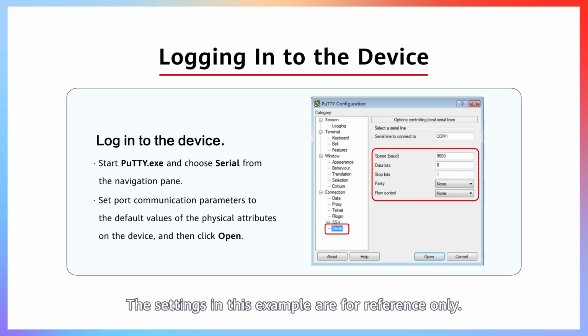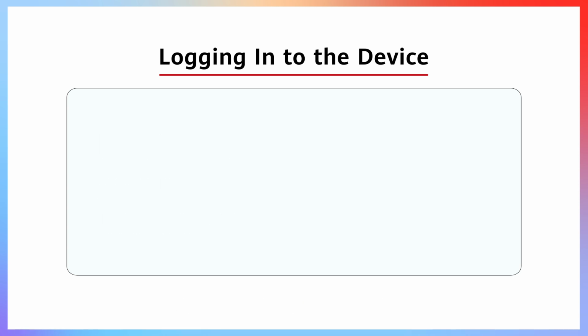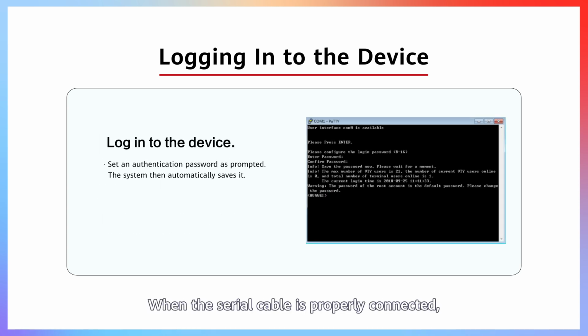The settings in this example are for reference only. In real-world applications, set the port communication parameters based on the default values of the physical attributes on the device upon the first login. After completing the configuration, click Open. When the serial cable is properly connected, the login page is displayed, prompting you to set an authentication password.